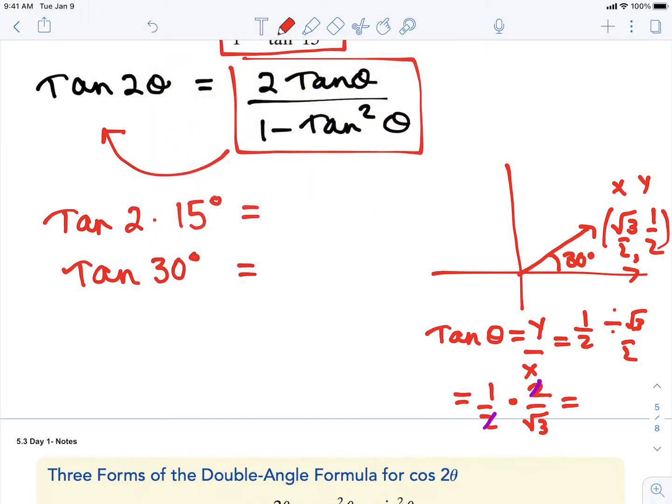Then we multiply across. Well, that is not reduced yet. You have to rationalize it. So we're going to multiply the numerator and the denominator by the square root of 3. And now we multiply across. We're going to get the square root of 3 over 3. So what is the tangent of 30 degrees? It is the square root of 3 over 3.